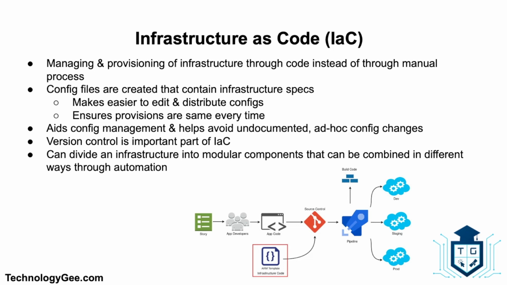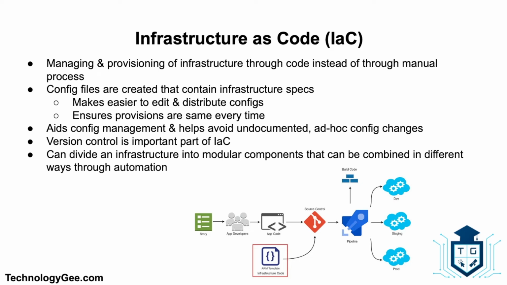Next, we have infrastructure as code. Infrastructure as code is the managing and provisioning of infrastructure through code instead of through manual processes. With infrastructure as code, configuration files are created that contain your infrastructure specifications, which make it easier to edit and distribute the configurations. It also ensures that you provision the same environment every time.